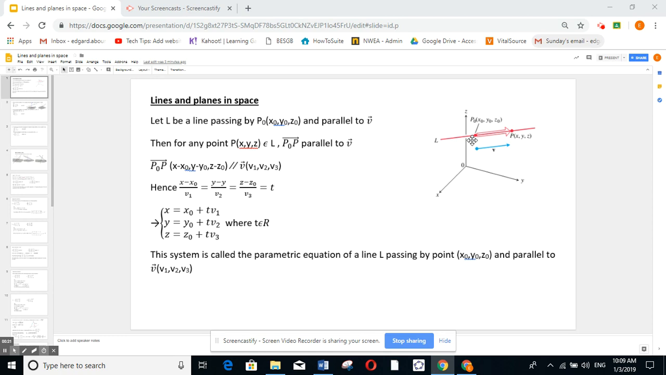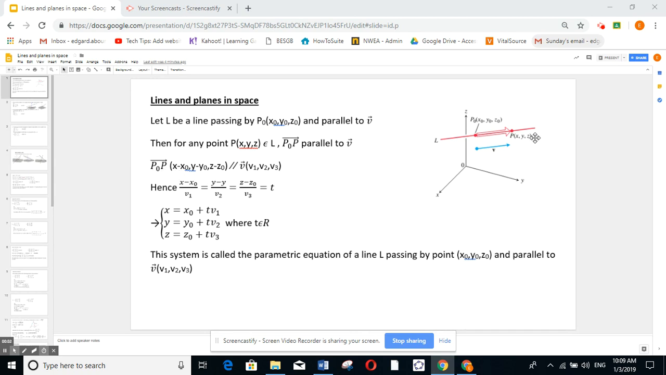The equation of a line in space is different from the equation in two dimensions. So how do we find it? Suppose you have a line L passing through a fixed given point P0, and parallel to a direction vector V. If we pick any point P on this line, P is moving on the line. Because it's parallel to V, we can say that P0P is parallel to vector V. Because it's parallel, we first find the components of P0P.